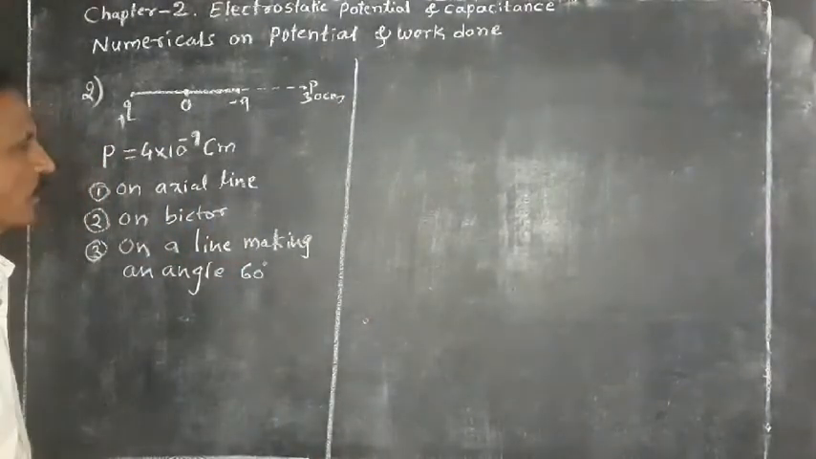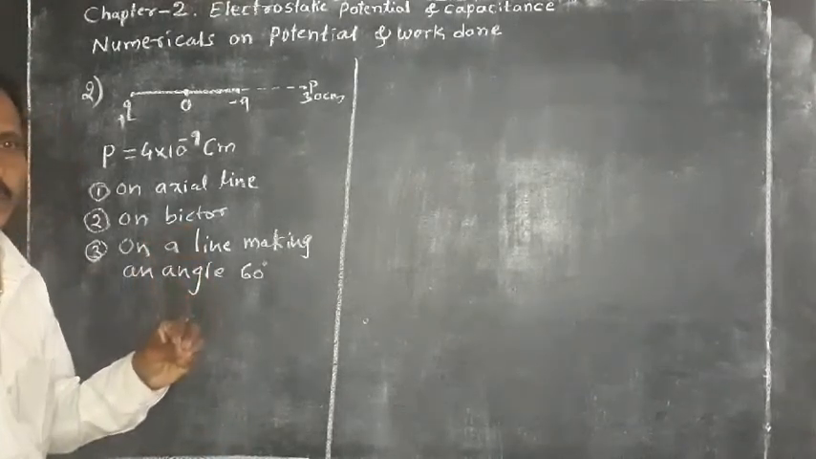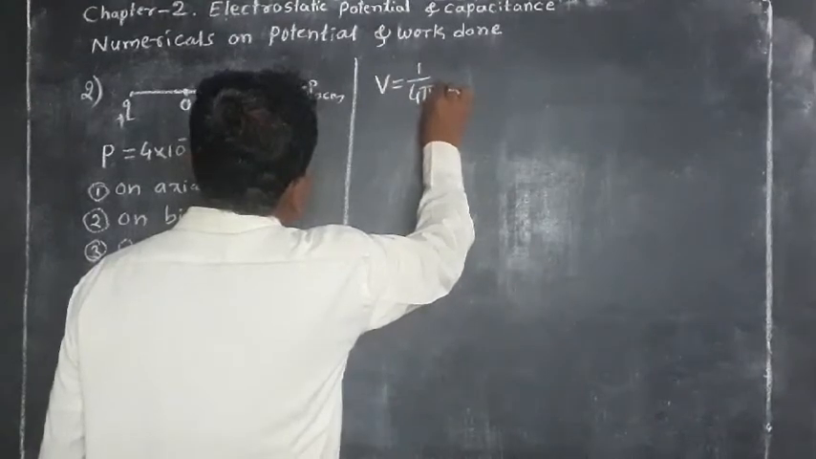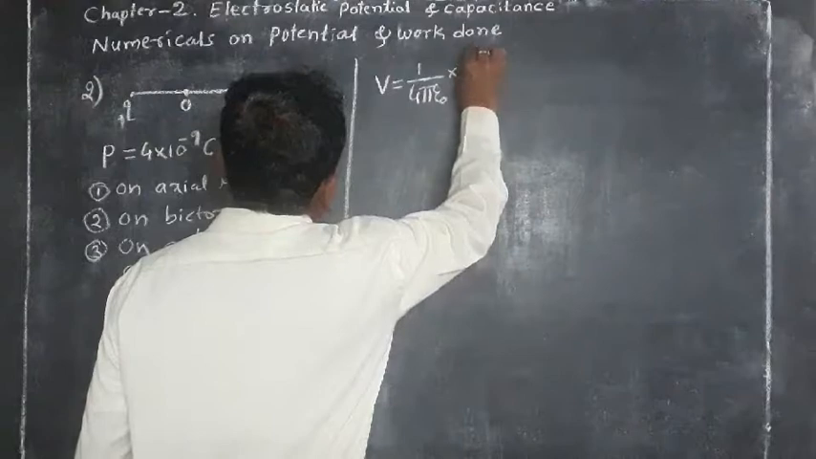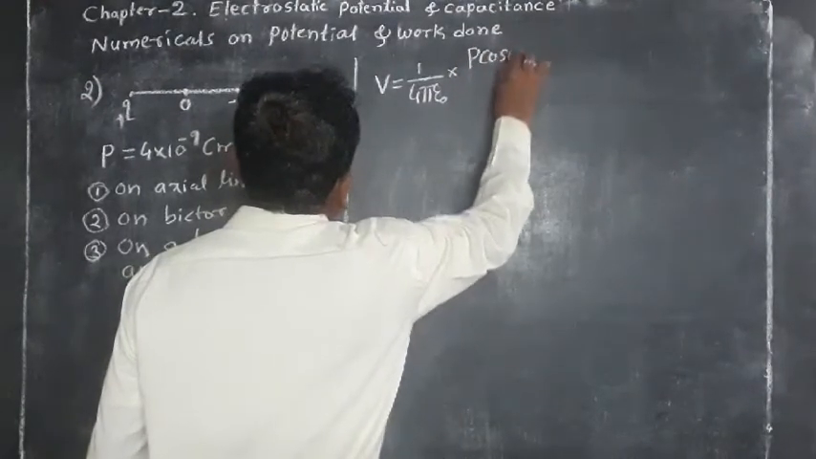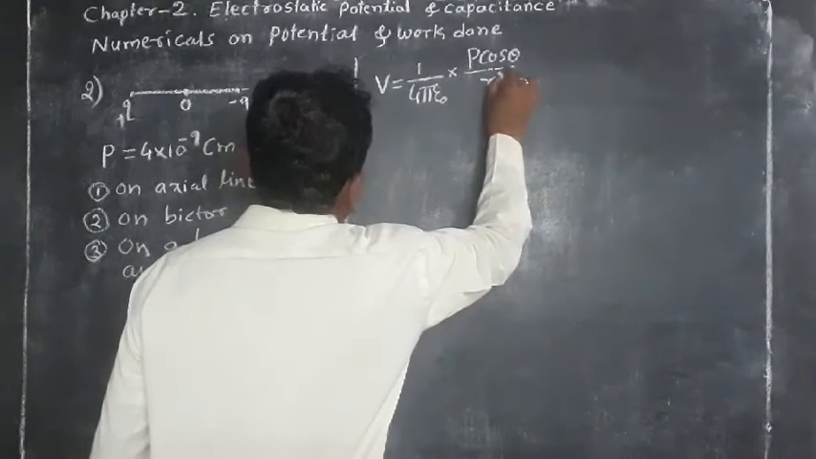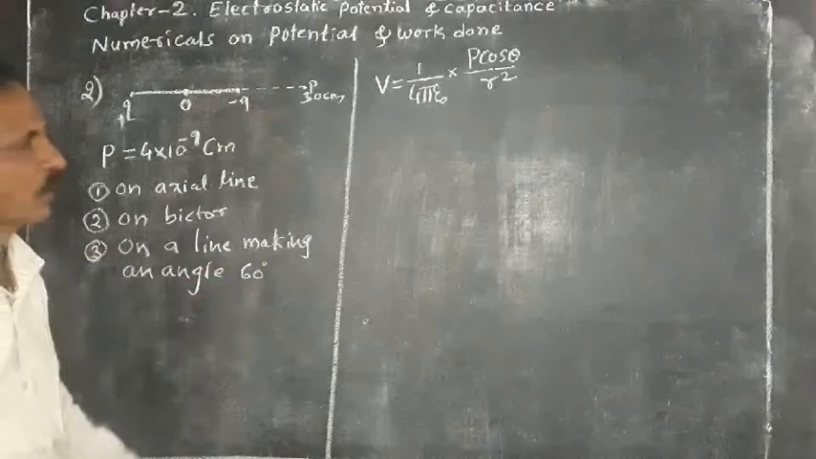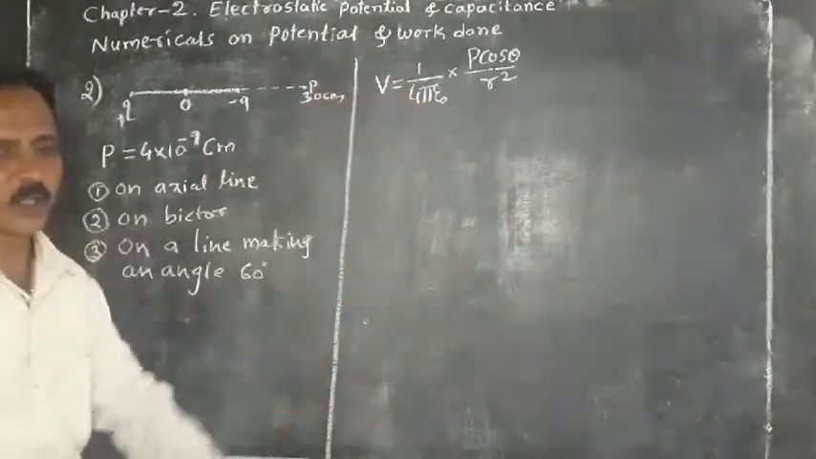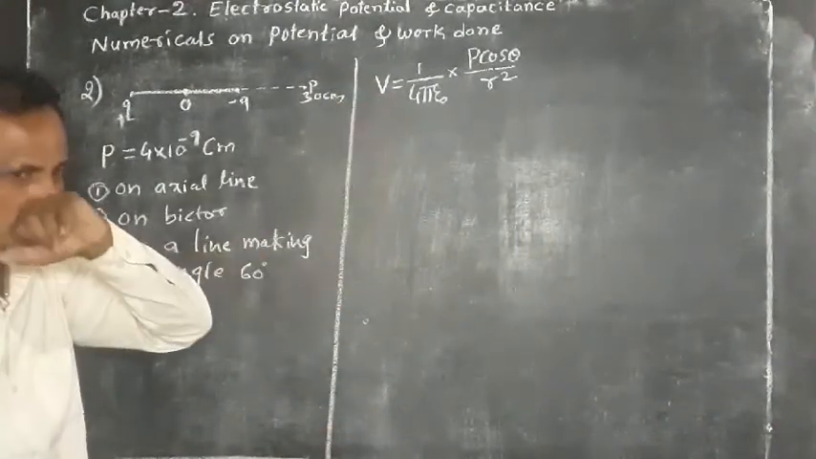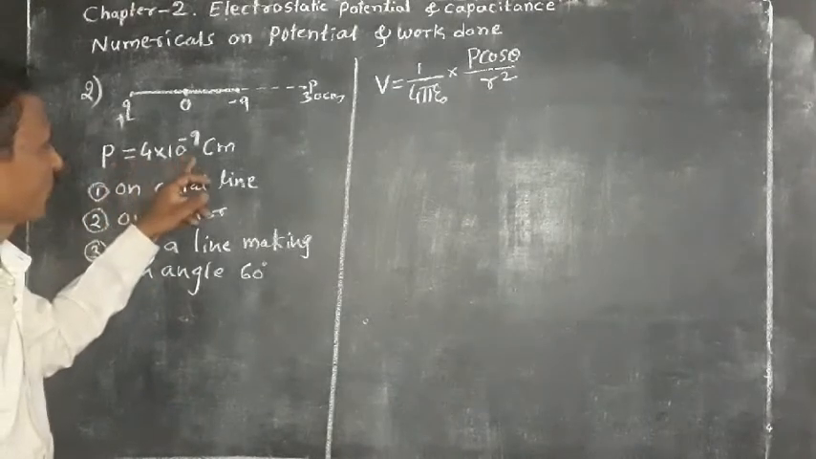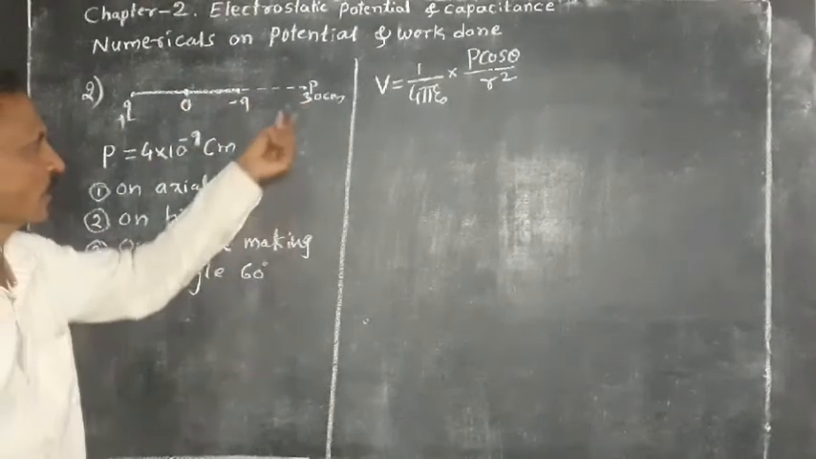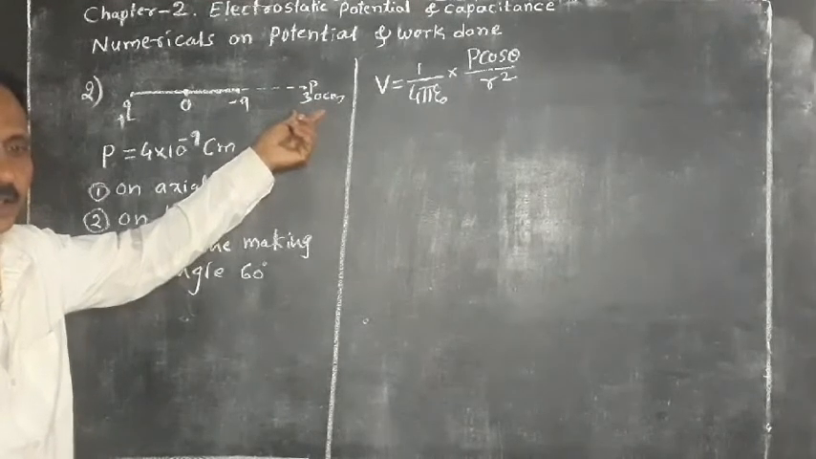The potential at any point due to a dipole is given by phi equal to 1 upon 4 pi epsilon naught into P cos theta upon r square, where r is the distance of the point from the center of the dipole, or it can be written as phi equal to kP cos theta upon r square, where k is equal to 1 upon 4 pi epsilon naught. Here it is given that P equal to 4 into 10 raised to minus 9 coulomb meter and r equal to 30 centimeter. Convert it in meter, that is 30 into 10 raised to minus 2, or 0.3 meter.